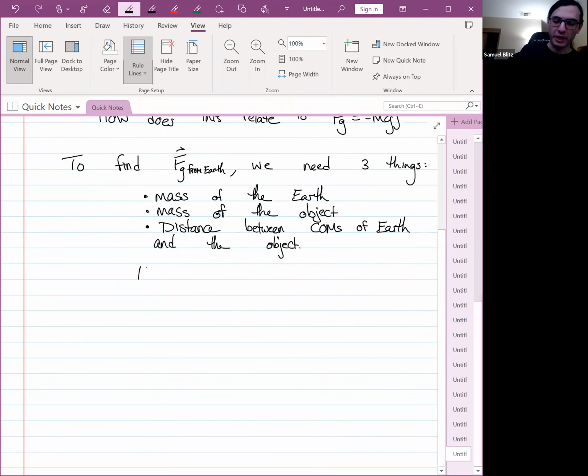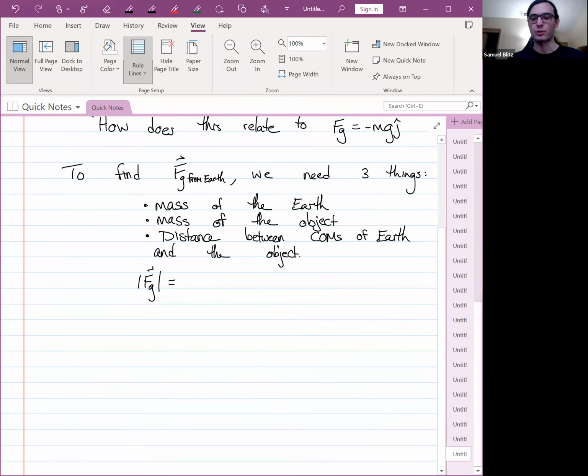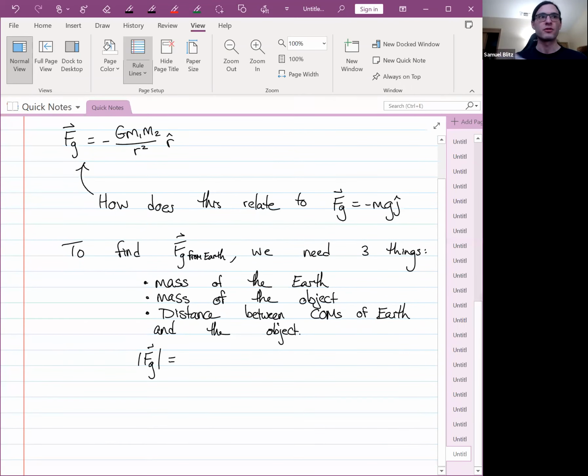So just as a quick reminder, we're only interested in the magnitude because we know what direction the force of gravity is from the Earth on an object. It's down, right? So the magnitude would be mg.